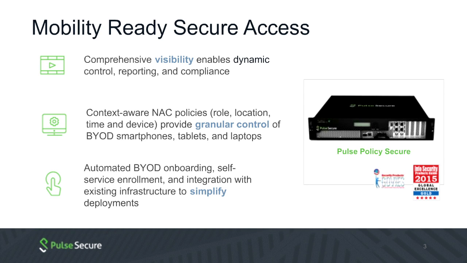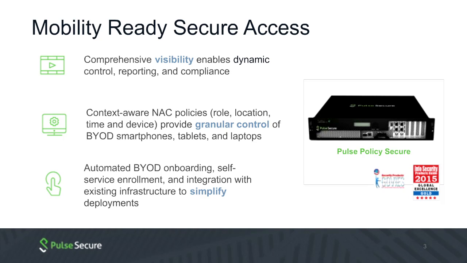Policy Secure offers comprehensive visibility. Who's on your network? What platforms are they connecting from? Are those platforms compliant with your security requirements? What resources are people accessing? Visibility is foundational to the ability to create access control policies and enforce secure access within an organization. So once you know what's on your network, the next step is applying appropriate controls.